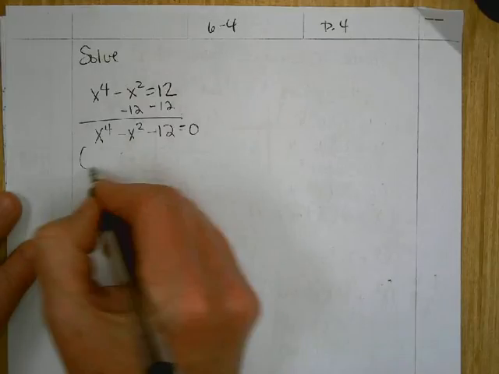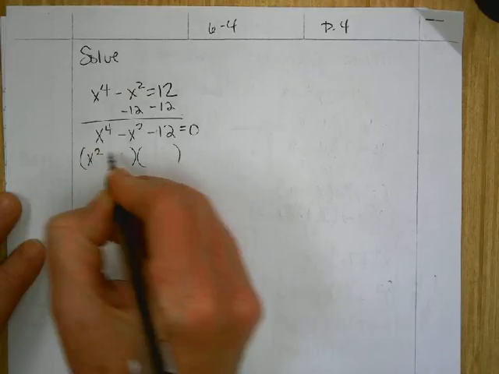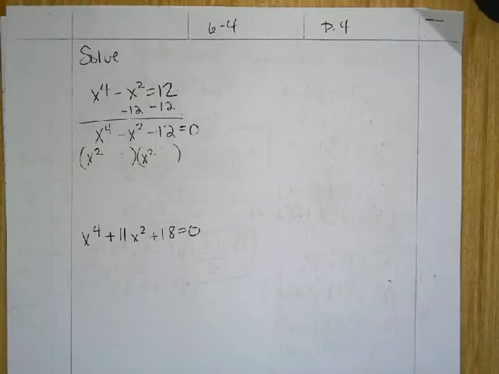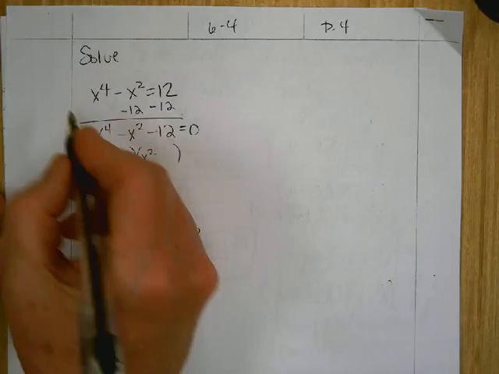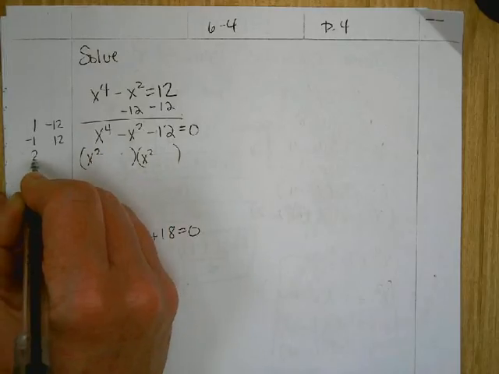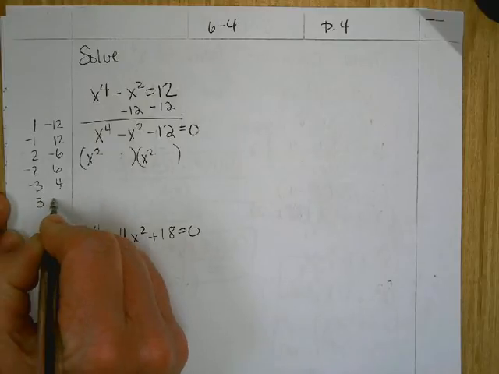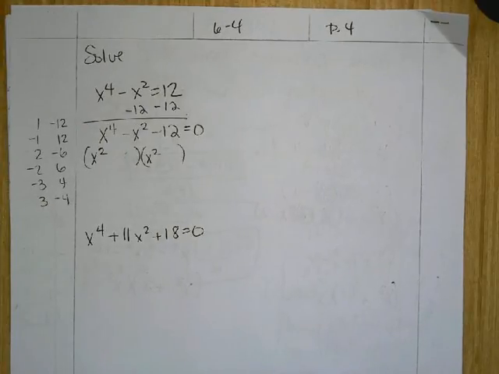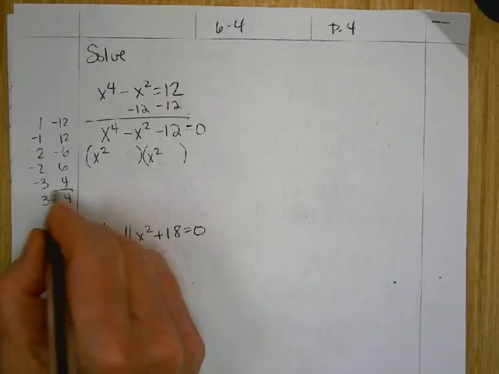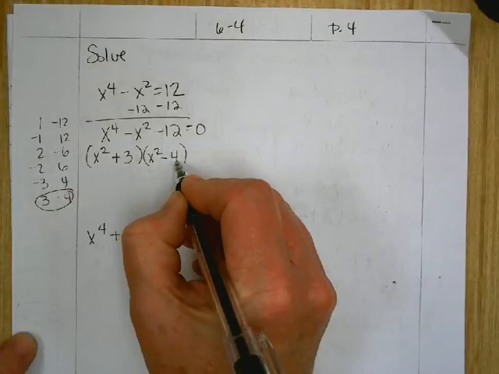Factor. X to the 4th breaks down into x squared and x squared. Now you need the factors of negative 12. 1 and negative 12, negative 1 and 12. 2 and negative 6, negative 2 and 6. Negative 3 and 4, 3 and negative 4. Which factor pair do you need? Okay. So I have x squared plus 3 and x squared minus 4 equals 0.